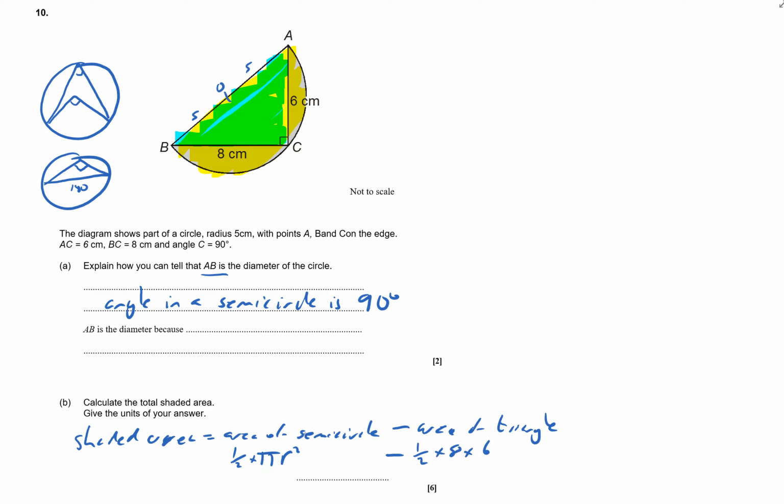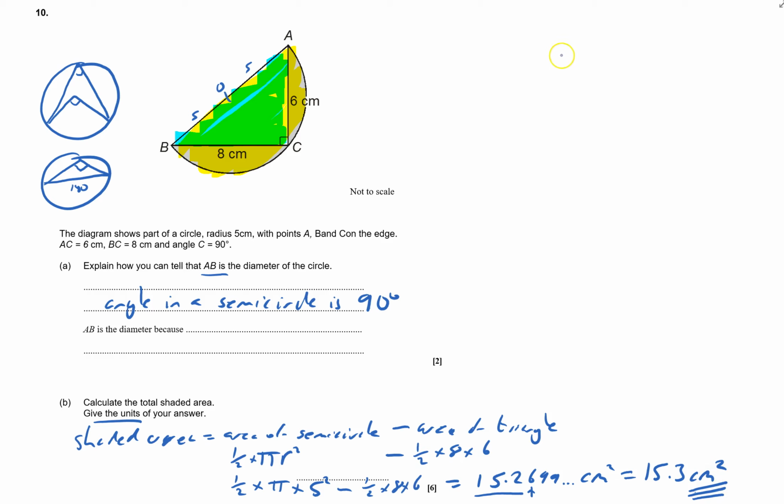And I know the radius is 5, so what I've got to do is a half times pi times 5 squared, minus a half times 8 times 6, and that equals 15.2699 centimeters squared. I would give it to one decimal place, so the next digit is a 6, so I'll round it up: 15.3 centimeters squared. And it says give the units of the answer, so just by writing down centimeters squared you would get 1 mark anyhow.